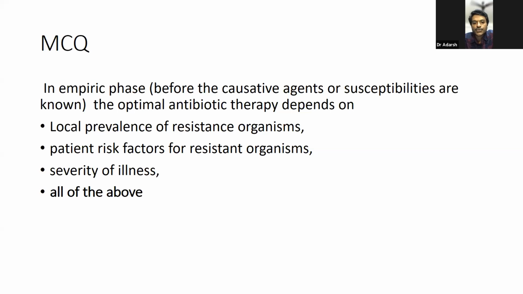Yeah, most of them are choosing all of the above. So it's always together. Okay, you have to look globally, like how is the resistance pattern at your institute? What are the patient risk factors and what kind of resistant organism do you suspect? How severe the patient's illness is? So altogether, you have to initiate the optimal antibiotic therapy empirically. Okay.